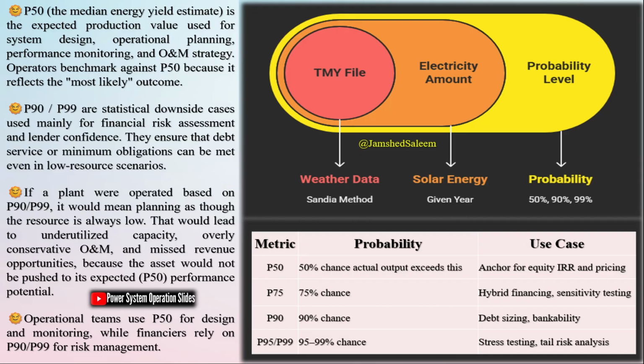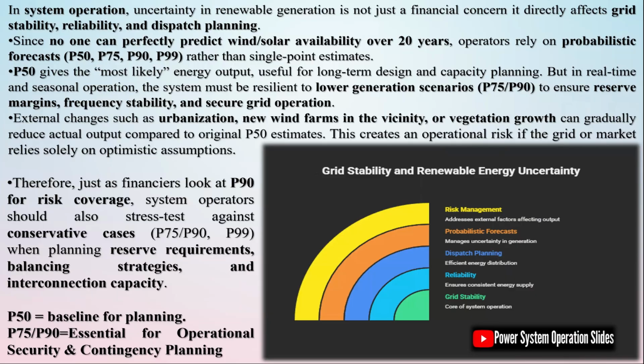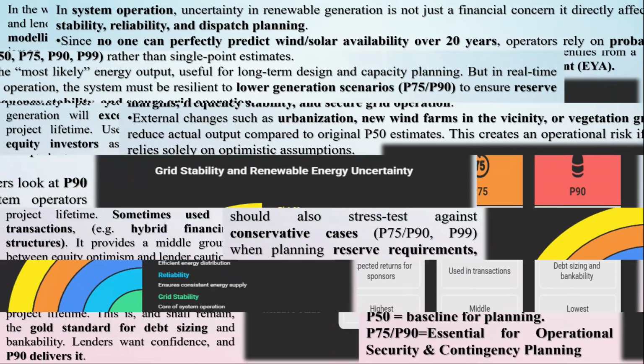Ultimately, P50, P75, P90, and P99 values serve as a bridge between the financial risk management of renewable projects and the operational realities of power system management. Operators must strike a balance. Relying too heavily on optimistic scenarios risks grid instability, while being overly conservative increases system costs and reduces renewable penetration. The judicious application of these probabilistic forecasts ensures that renewable integration supports both secure and economical grid operation.